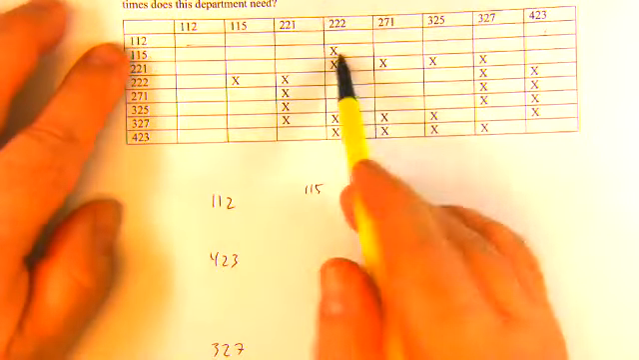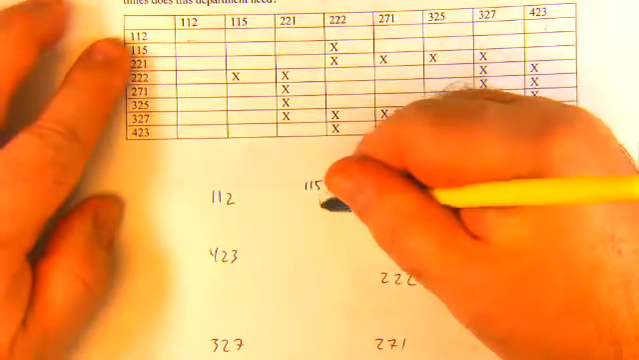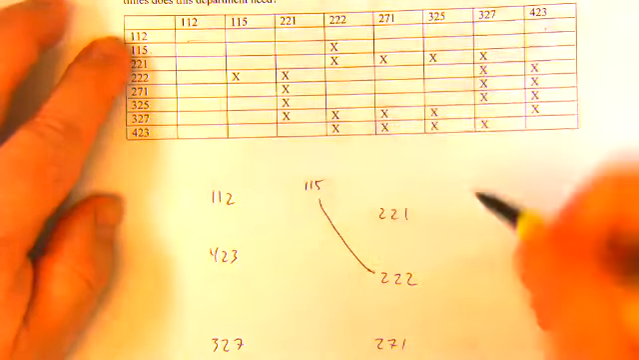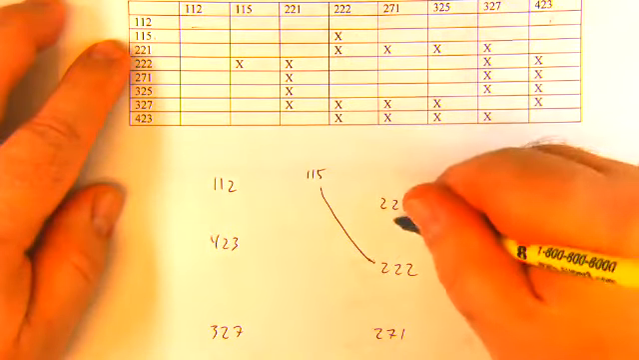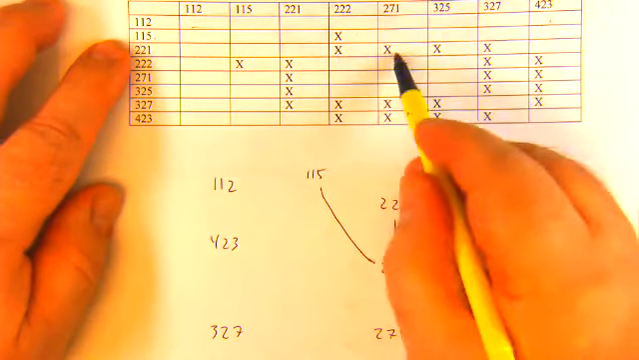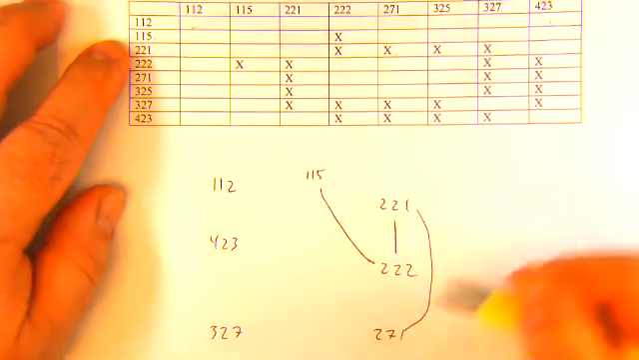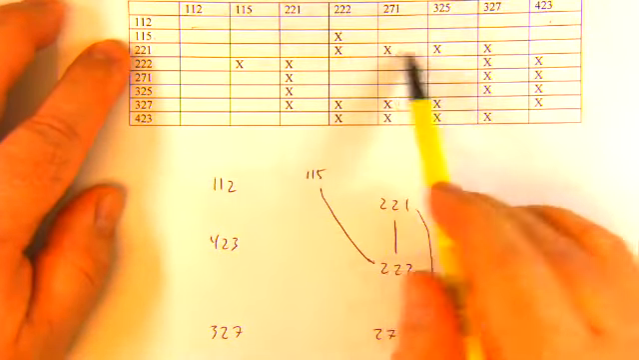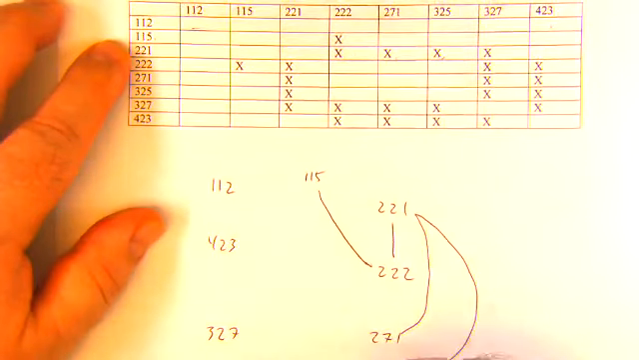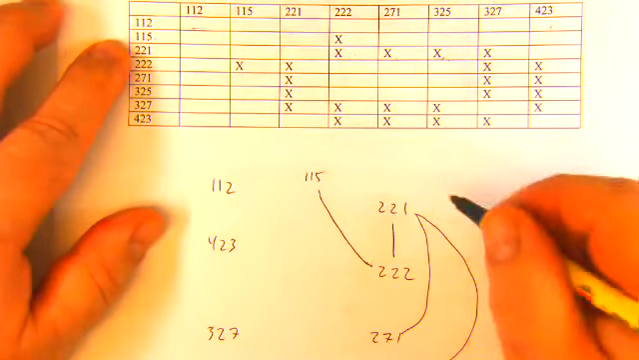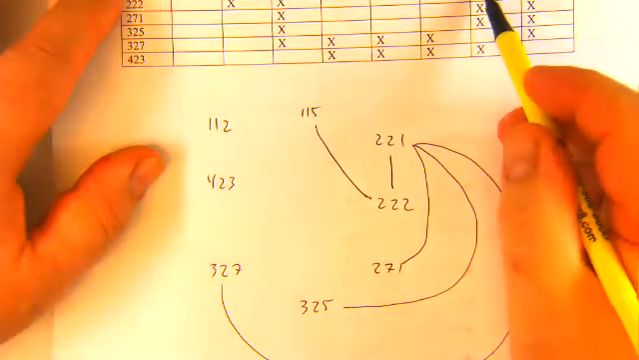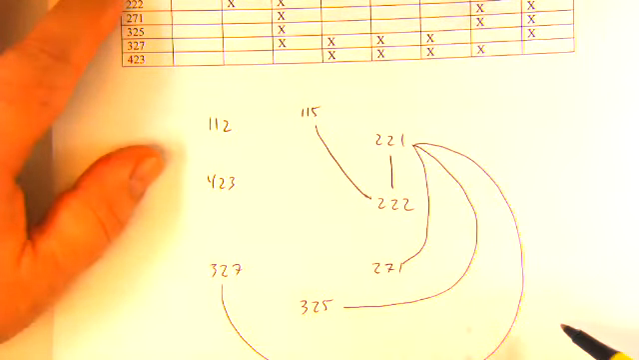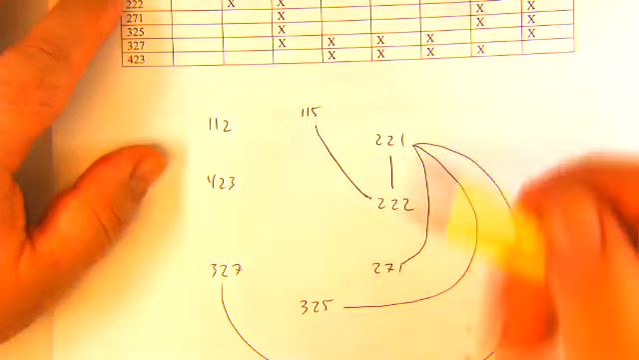What about 115? Well, 115 and 222 share a student, so that gets an edge. What about 221? 221 has a student with 222, so that gets an edge. 221 with 271, so that gets an edge. 221 with 325, so that gets another edge. 221 with 327, that gets another edge. I'm drawing it sort of with big loops because I don't want to have too many crossings. And that's it. So there's the connections for 221. So 221 is students taking a lot of different courses.